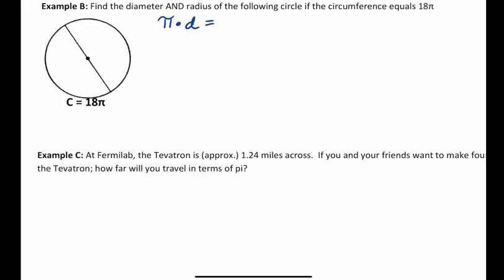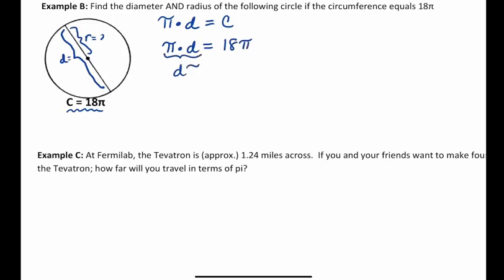So this time around, we have the circumference. We don't know what the radius is. We're not sure what that is. And we're not sure what the diameter is either. So what we're going to do is put the numbers into the circumference formula. So pi times diameter equals 18 pi.